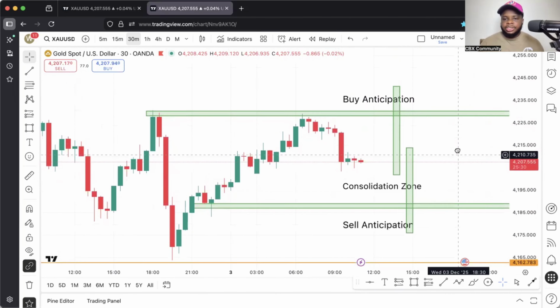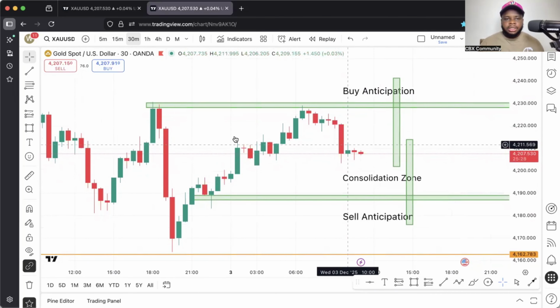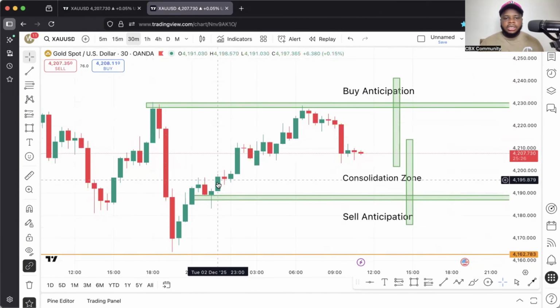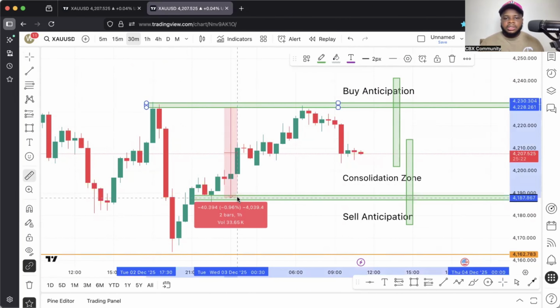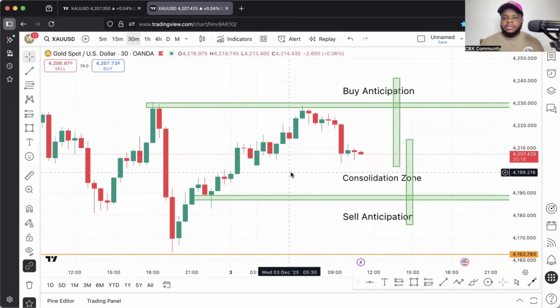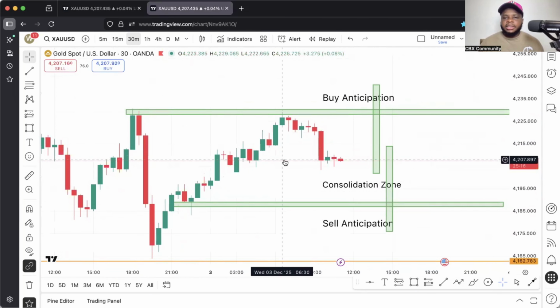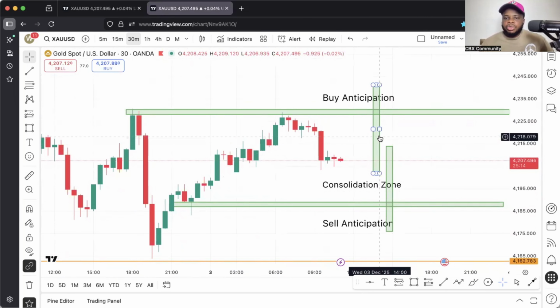So for now, let's just be patient. Let's measure from this resistance zone down to the support zone. I think I've measured, it should be like 300 and something pips. Okay, we're looking at almost 400 pips. Yeah, it's fine, because if there is volume in the market, we are anticipating a strong bullish candle or a strong bearish candle to break this zone.